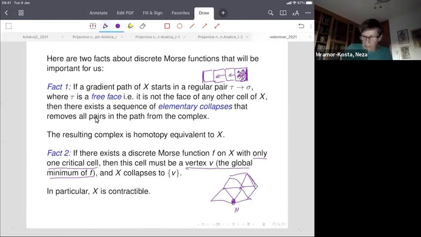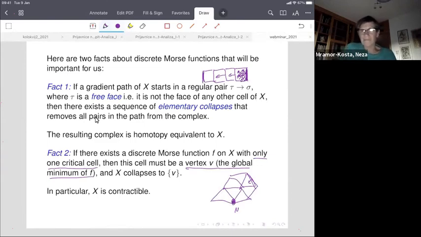This cell with the maximal value has to have an arrow going down from it, which means that we can start an elementary collapse from here, and then we can just keep collapsing from there on, and in the end we're left with just this one critical vertex. So in this situation, the whole complex collapses onto this one point, this vertex where the global minimum of the function is. Okay.